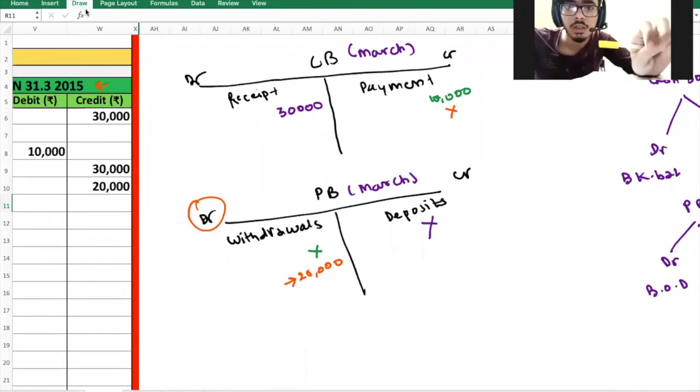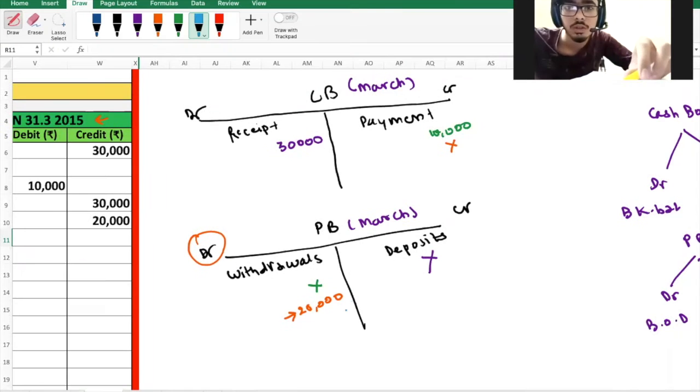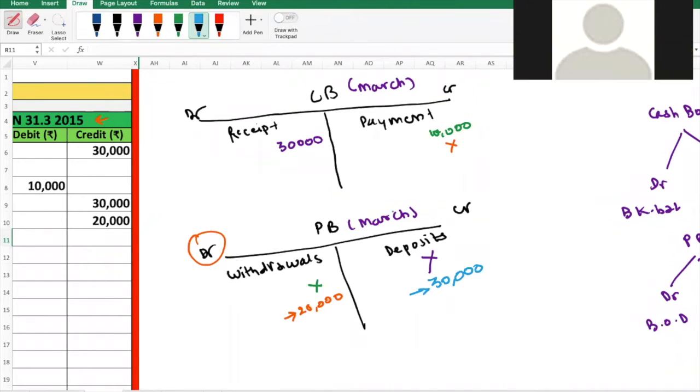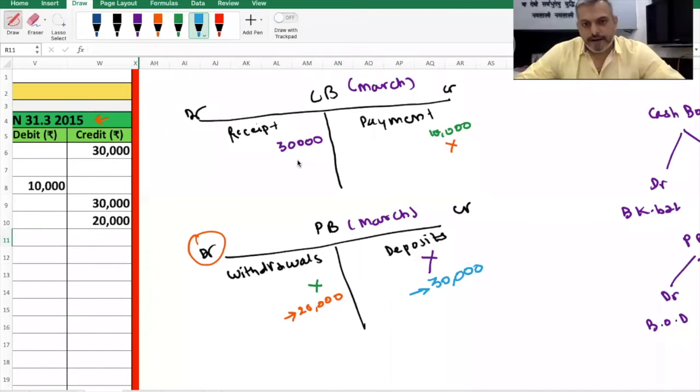Credit side. Deposit. गुड, वेरी गुड. डिपॉजिट साइड. तो कस्टमर ने कितना डिपॉजिट किया? 30,000. सो पासबुक में बैंक में क्रेडिट साइड आ गया, पर कैश बुक में अभी तक हमने रिकॉर्ड किया नहीं है. सो विच साइड इन बीआरएस विल बी रिकॉर्ड?